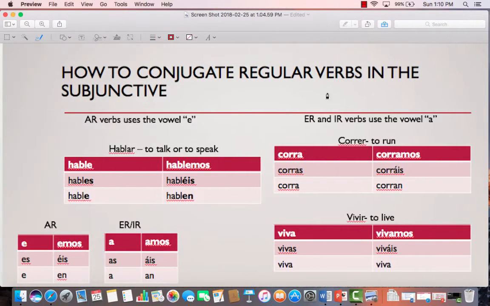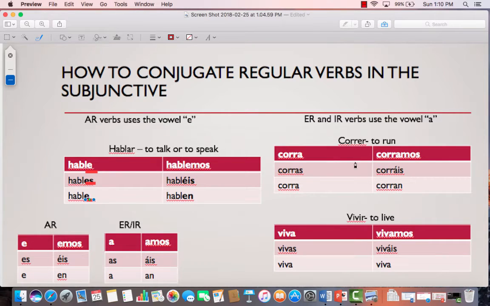Here we have how to conjugate regular verbs in the subjunctive. For AR verbs, make sure to use the letter E. Let's take a look at hablar: hable, hables, hable, hablemos, habléis, and hablen. Notice the letter E is at the end of all AR verbs.